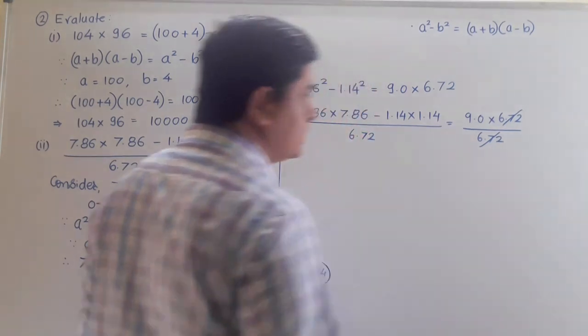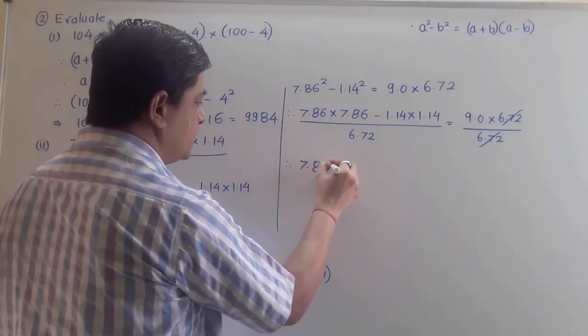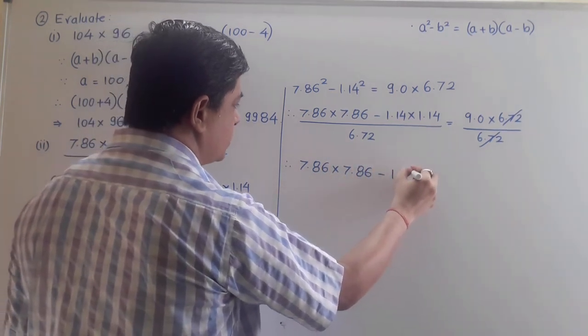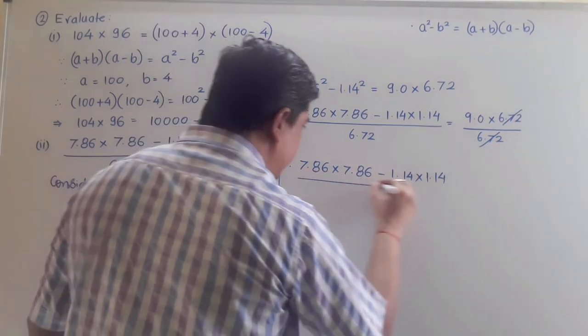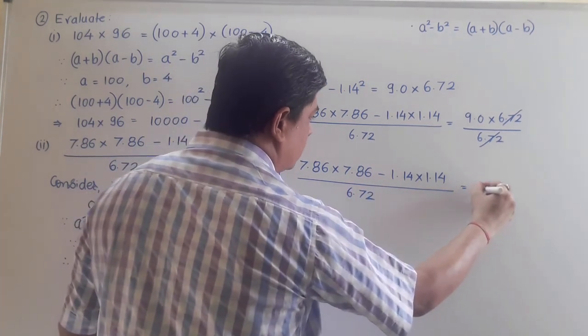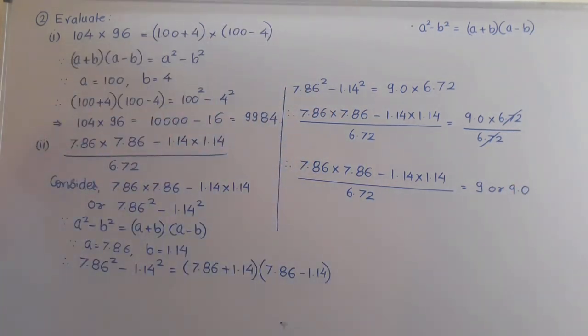6.72 and 6.72 got cancelled. So we can say that 7.86 multiplied by 7.86 minus 1.14 into 1.14 divided by 6.72 is equal to 9, or you can say 9.0. Look at the question. Sometimes this kind of question comes in the form of simplification. However, this question is not so difficult. Easily you can solve it.